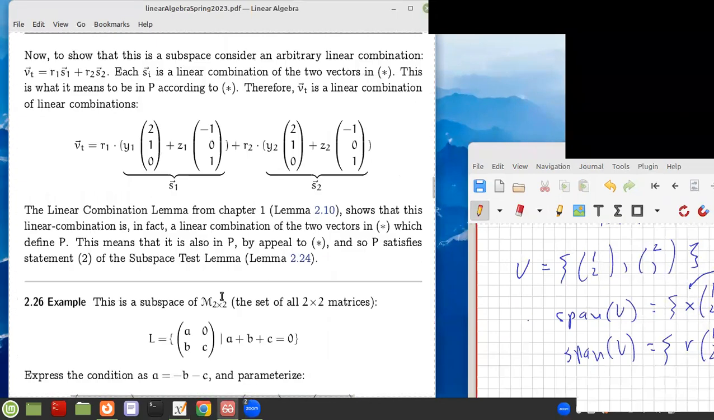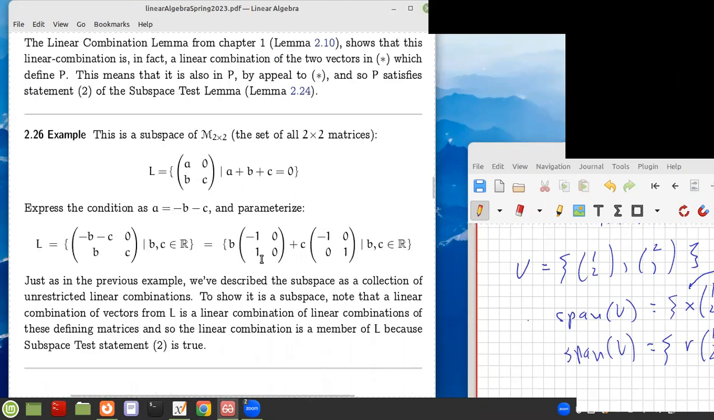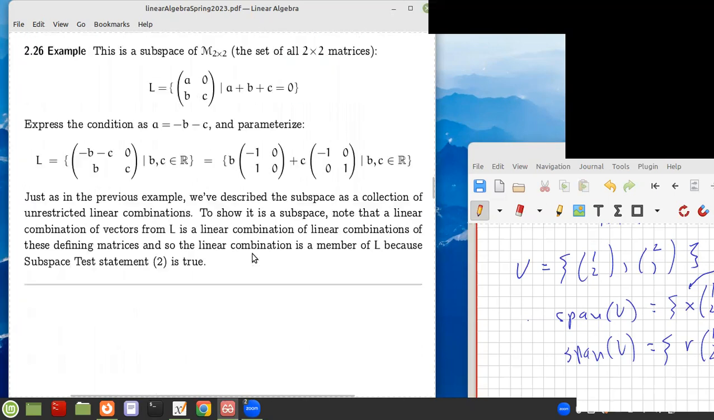And here's another example. Here's a subspace L of 2 by 2 matrices, subject to this condition. Well, I solve this condition. Think of this as a linear system in the variables a, b, and c, where the leading variable is a, and b and c are free variables. Then you eliminate the leading variable, and pull out b times a constant matrix and c times a constant matrix, which are thought of as vectors. So then L is the span of those two matrices.